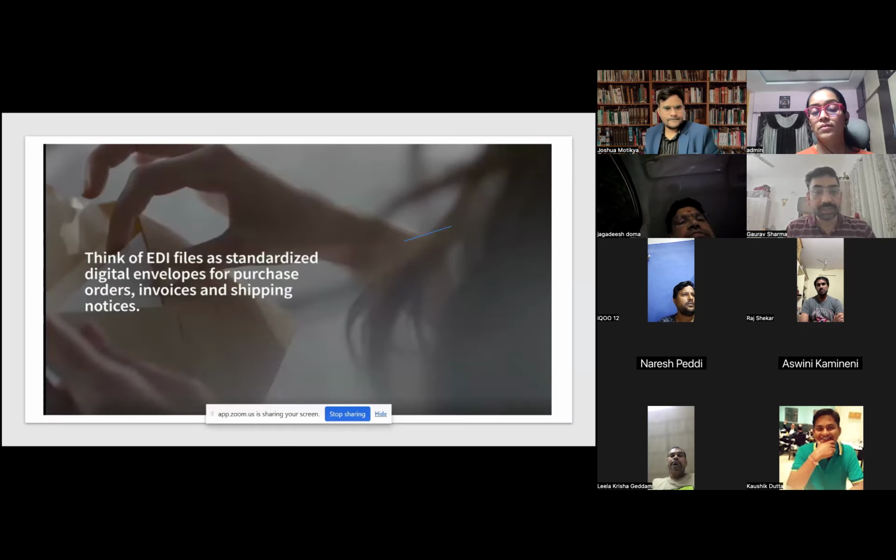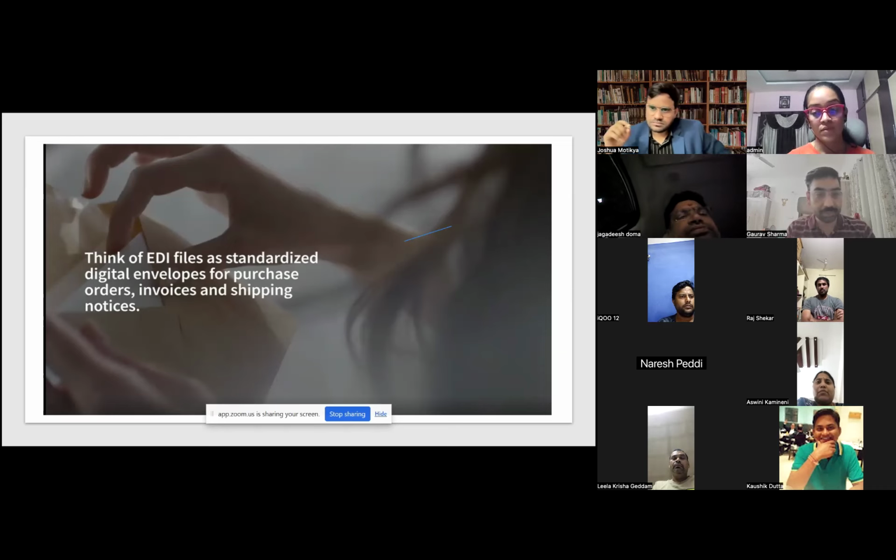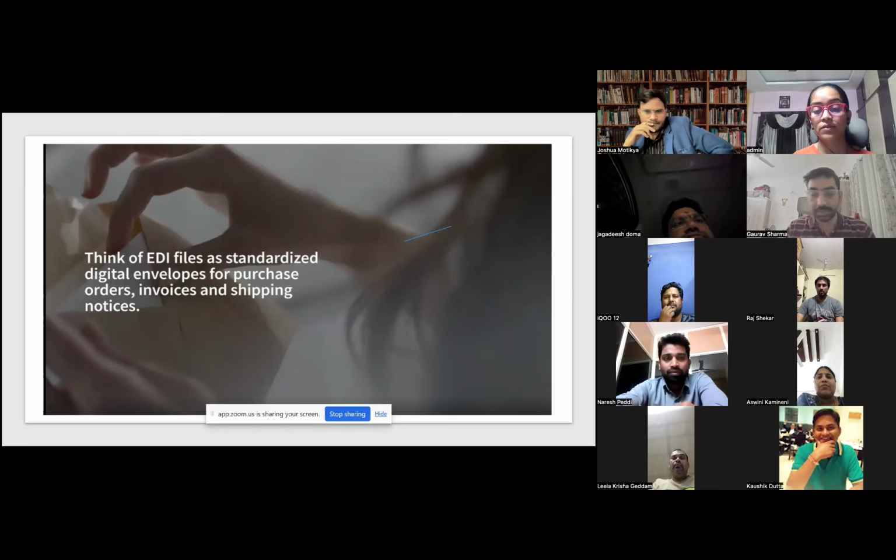So let's discuss how the EDI file is formed. This is a major part, the main part, because it deals with the standardization which has been created over the years. Think of an EDI file as an envelope having the information or the data inside it. That's a standard envelope, and it has the purchase order information or invoice information or shipping notification information wrapped into that. Okay. So let's go to the file format, how it looks, how it's structured and standardized.